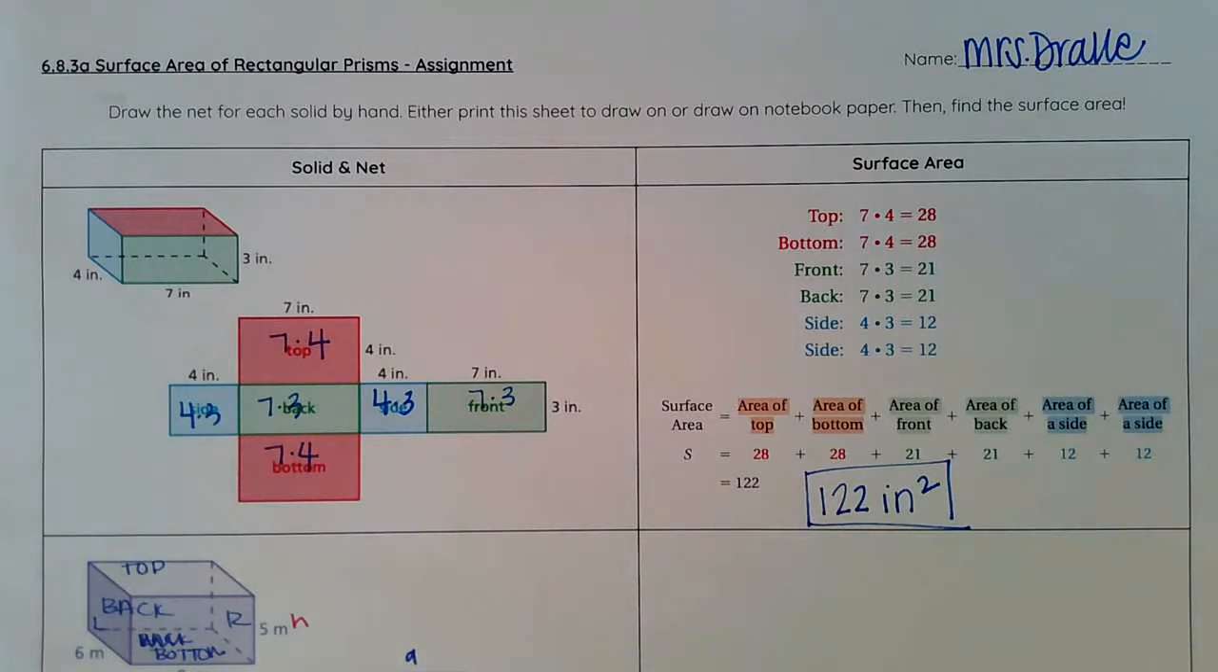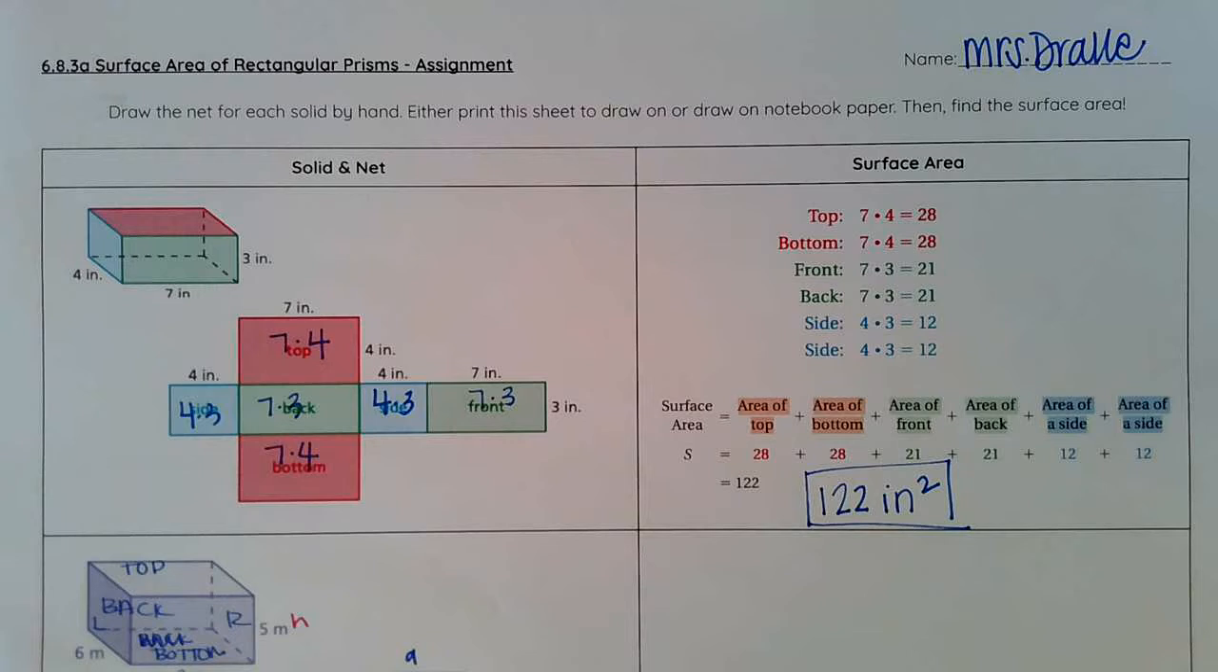Today we are going to talk about the surface area of rectangular prisms. We already know that the surface area of a 3D object is the sum of all areas of each face. So we find the area of each individual face and combine it.